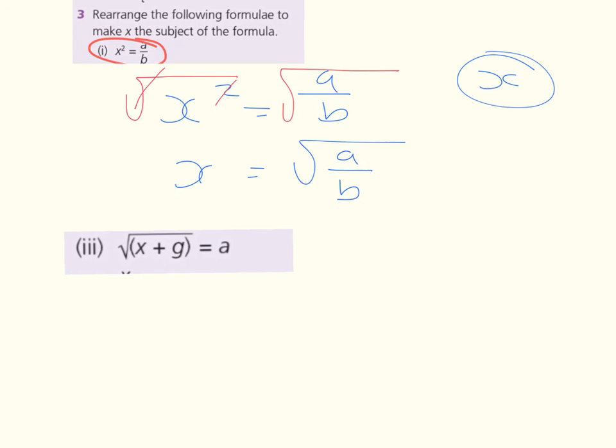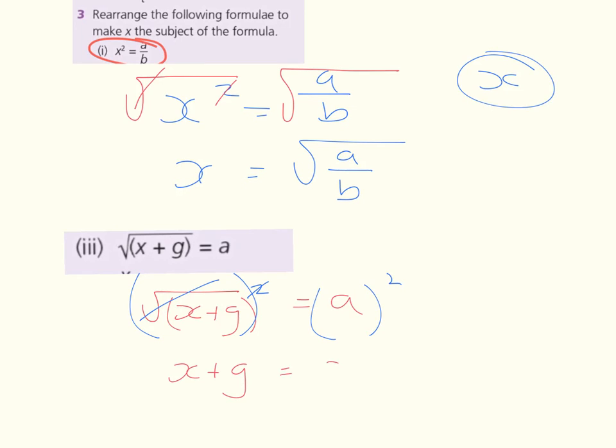Likewise, if we're faced with something like this, again we're trying to make x the subject, so we want x on its own, everything else on the other. Here we have the square root of x plus g is equal to a. So I'll just rewrite the square root of x plus g is equal to a. The only way we can get rid of the square root is if I square this side. What I do to one side, I must also do to the other, so that becomes a squared. Then you will notice that the square and the square root cancel, and you'll be left with x plus g equals a squared.